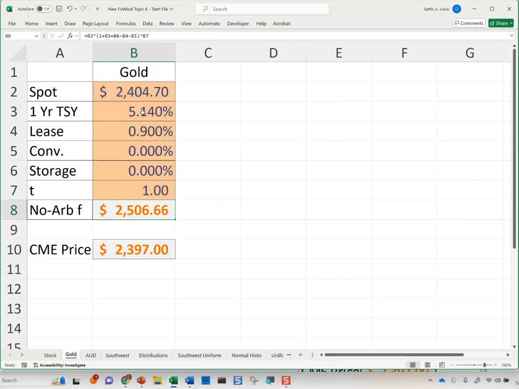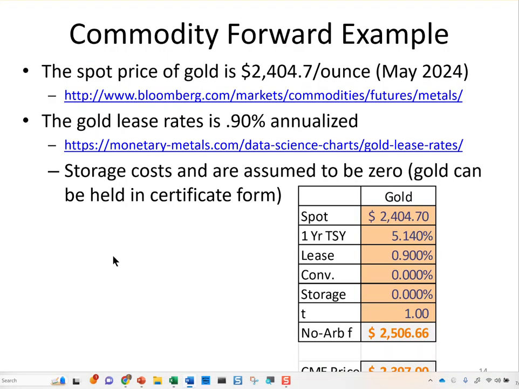And so that number is 2,506. So in theory, the gold should be selling for $2,500 in forward markets. But on that date, it was actually selling for $2,400, so it didn't do that well. I'm not sure why. All right, so that's how you calculate the cost of carry and the no arb forward prices for gold and other commodities.